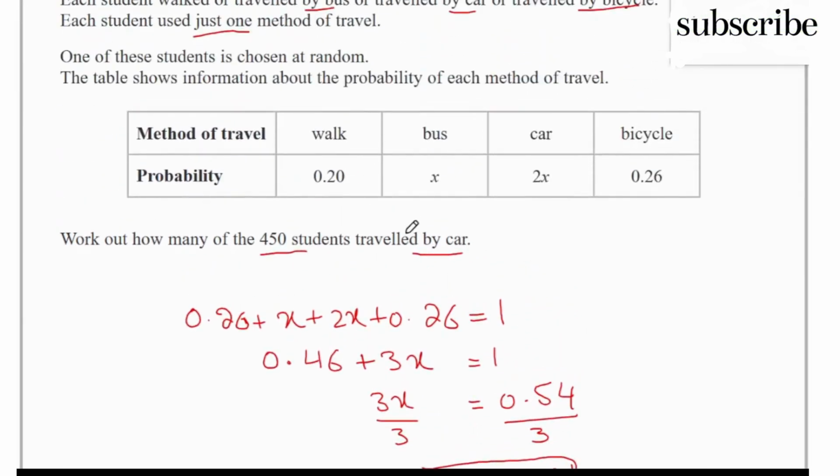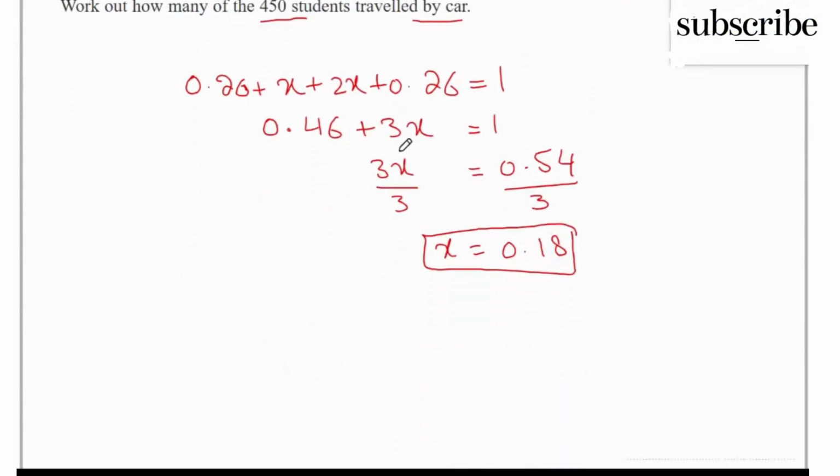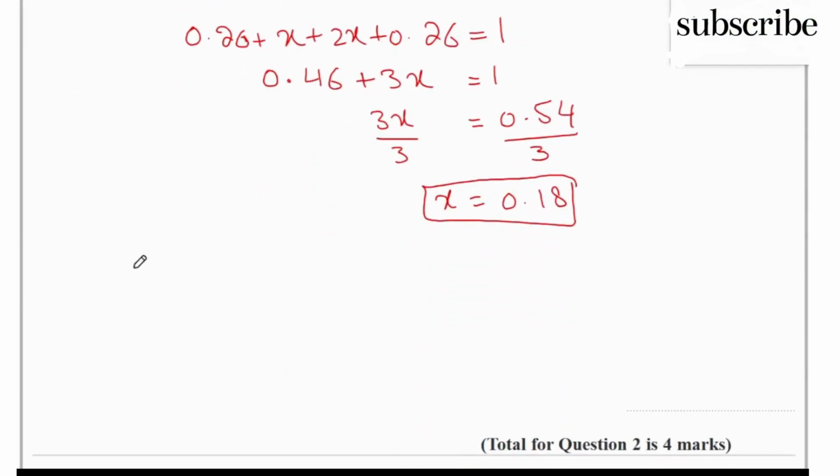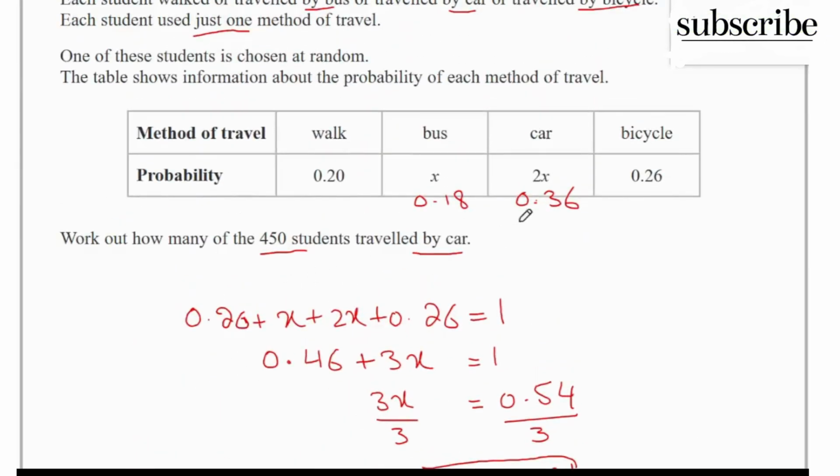So the bus is 0.18 and the car is 0.36. Okay, because we times it by 2, and all of these values add up to 1. Now what the question says, work out how many of the 450 students traveled by car. So simply 450 times 0.36, that gives us 162. So there are 162 people who traveled by car.